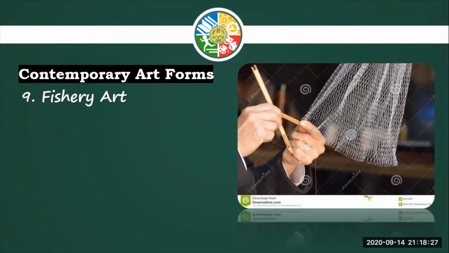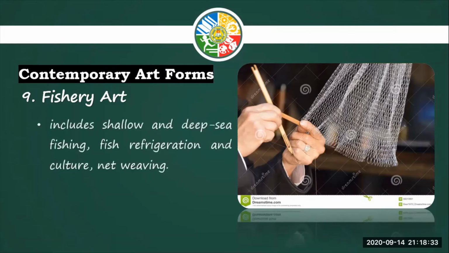Fishery art. Aside from agriculture, fishery is one of the best food producers in our country. It includes shallow and deep sea fishing, fish refrigeration and culture, net weaving. Fishery became part of our contemporary art forms because of the preparations that we need to do in performing fishing.